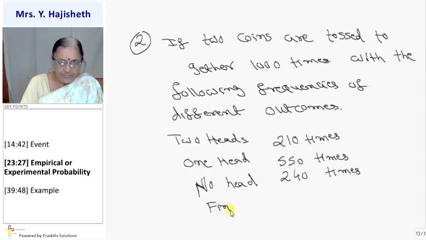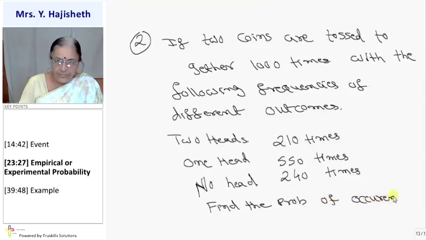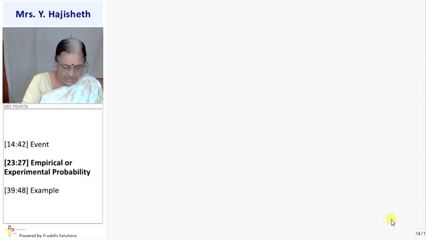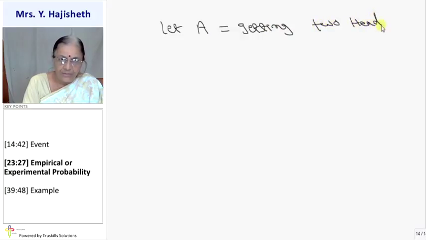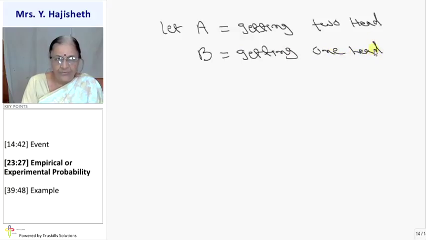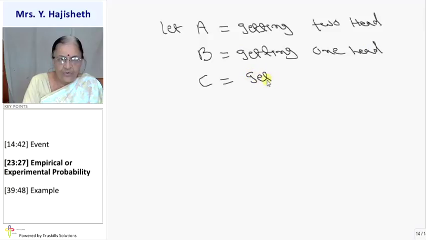Find the probability of occurrence of each of these events. This is the sum, okay? Now I call the event of getting two heads event A. I give the name B to the event of getting one head. And C is the event of getting no heads.